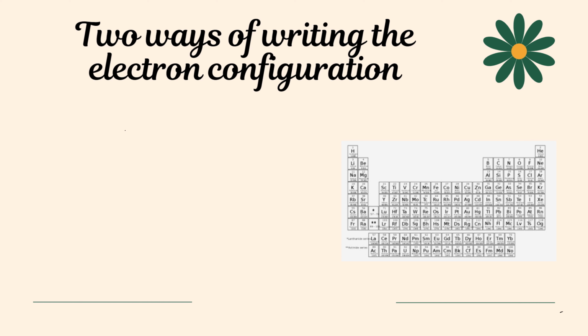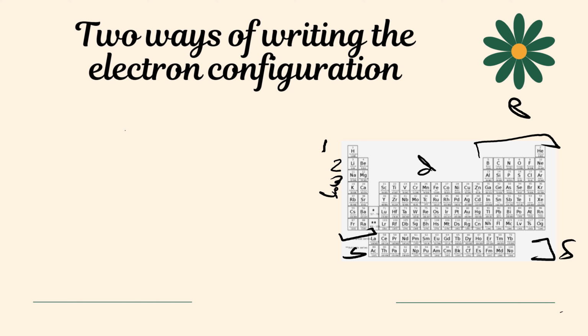So the second way of finding the electron configuration is by using the periodic table. This block is the s block, this block is the d block, this is the p block, and this is the f block. Those rows we know as period 1, 2, 3, 4, 5, 6, and 7. Let's say they want us to find the electron configuration for oxygen, which is 8.